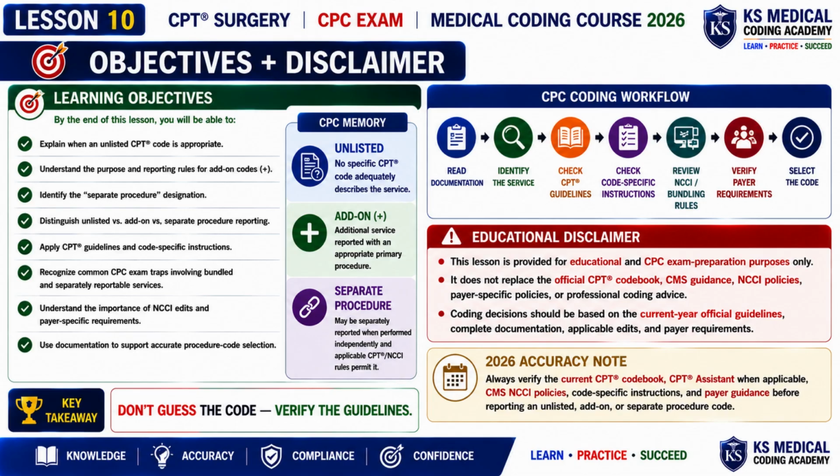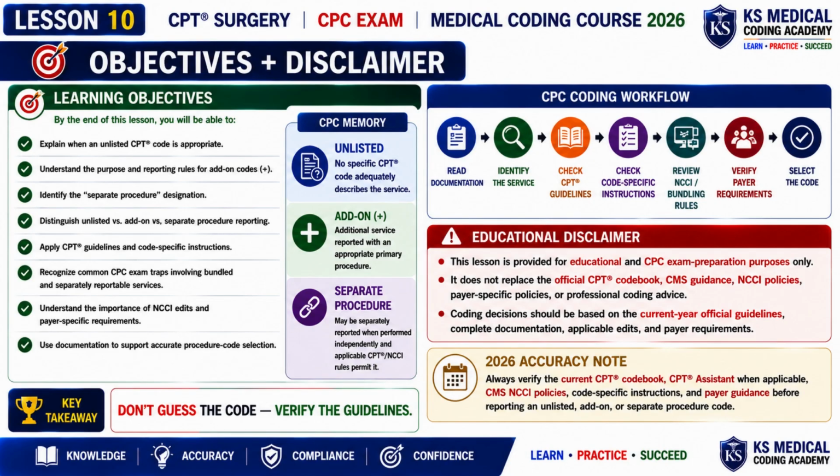Here's an important CPC memory. Unlisted means no specific CPT code adequately describes the service. Add-on means an additional service that is reported with an appropriate primary procedure. Separate procedure means the service may be separately reportable when performed independently and when the applicable CPT and NCCI rules allow it.